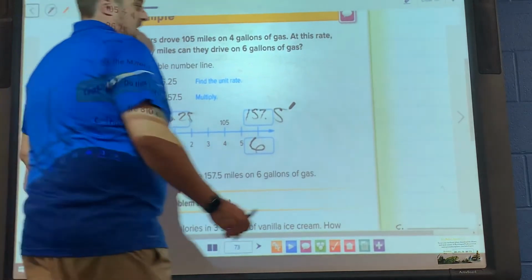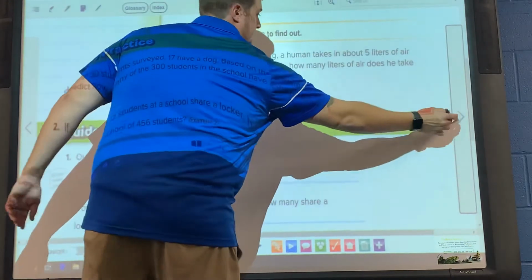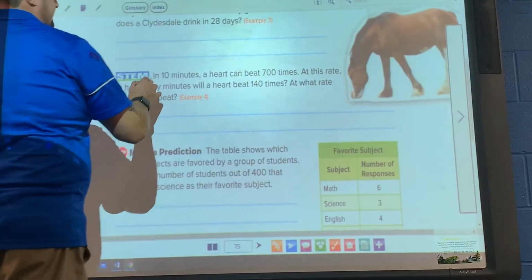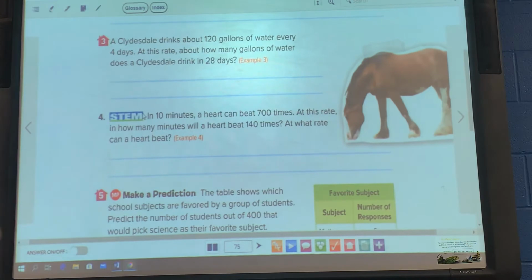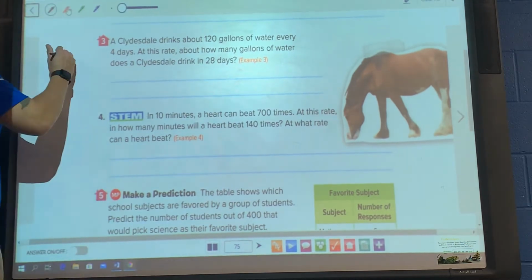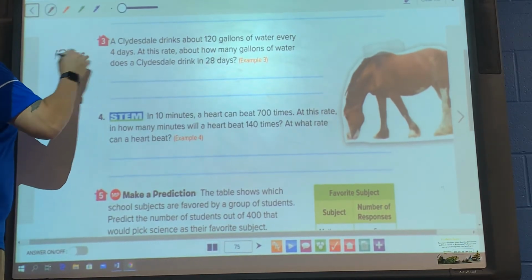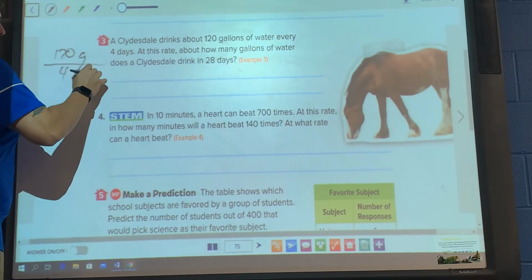All right, let's do another one like that with a rate. So back to page 75. Talking about a horse, a Clydesdale drinks about 120 gallons of water every 4 days. At this rate, about how many gallons of water does a Clydesdale drink in 28 days? Okay, so what this is saying is he drinks 120 gallons in 4 days.